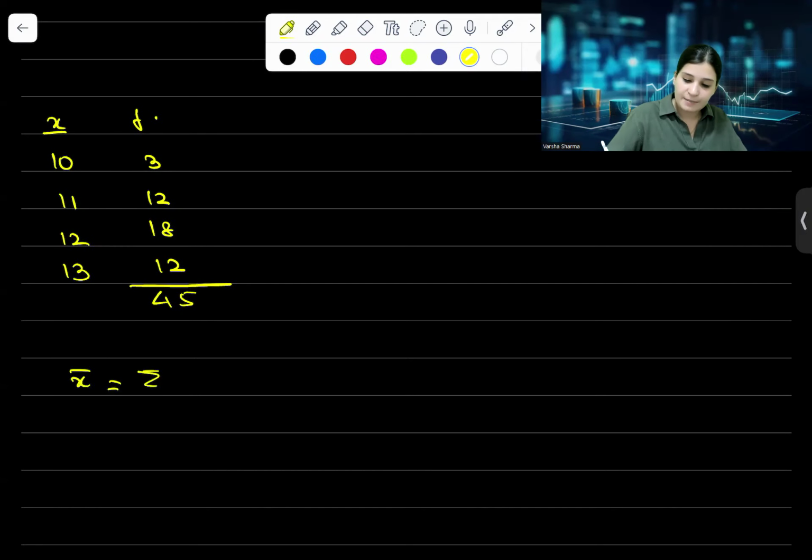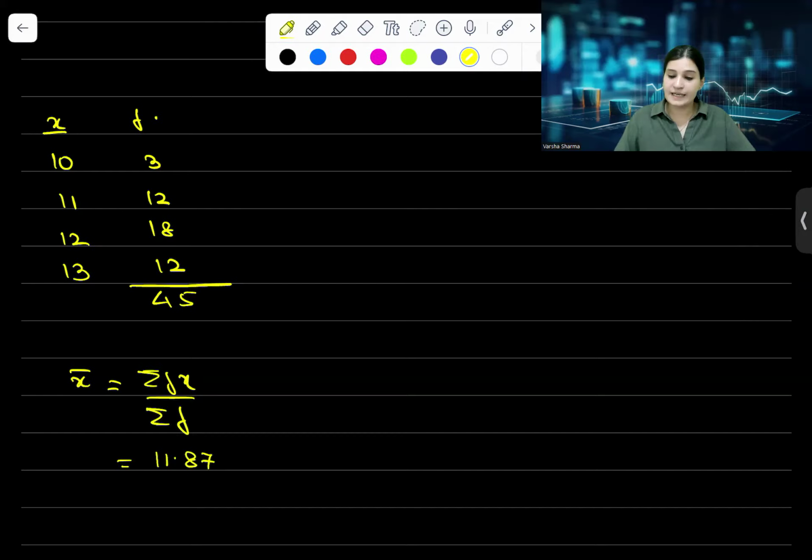What was mean? Summation fx by summation f. So 10 into 3 M plus, 11 into 12 M plus, 12 into 18 M plus, 13 into 12 equal, plus MRC, divided by 45. Answer. 11.86. So 11.87.